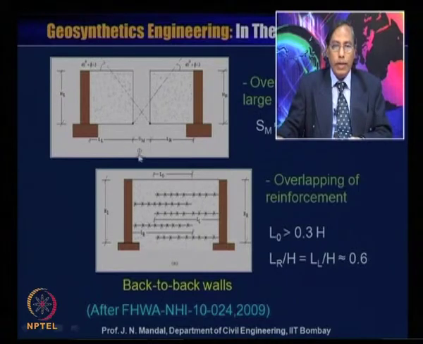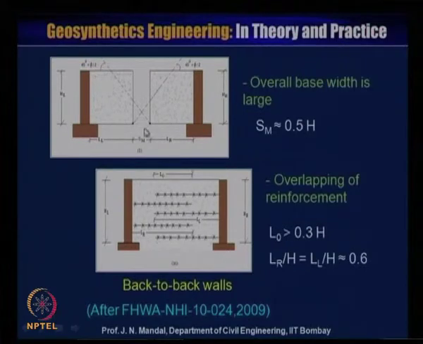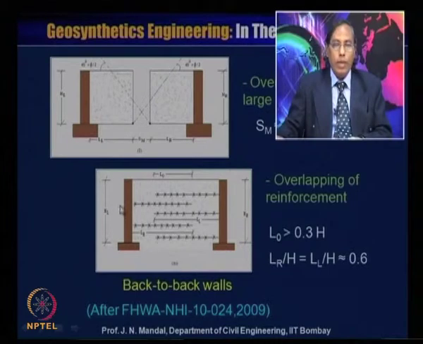So you could provide this SM value, and SM value should be 0.5 times the height of the wall. That means this SM should be 0.5 times the height of the wall. This overlap base width is required. Sometimes you can say overlapping of the reinforcement when there is no space and you require to overlap the geosynthetic material.